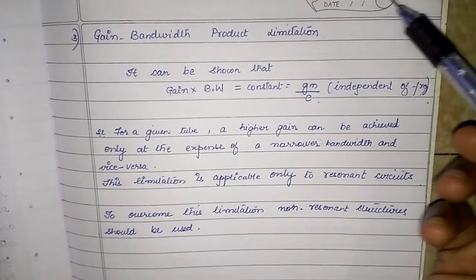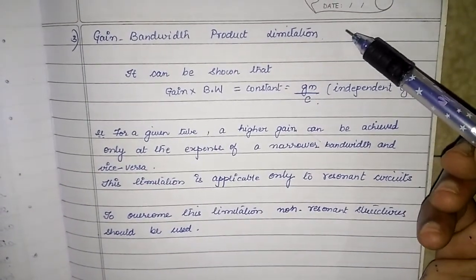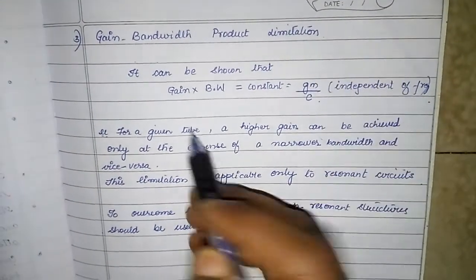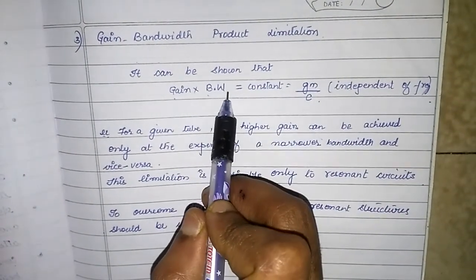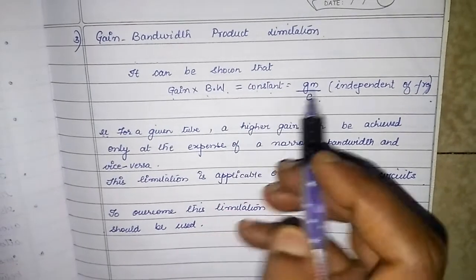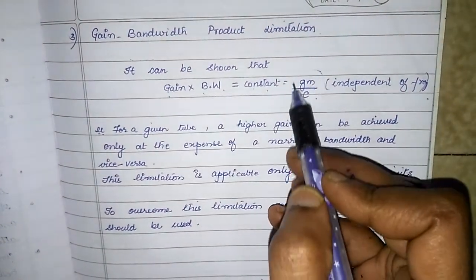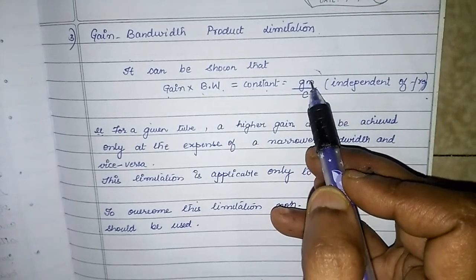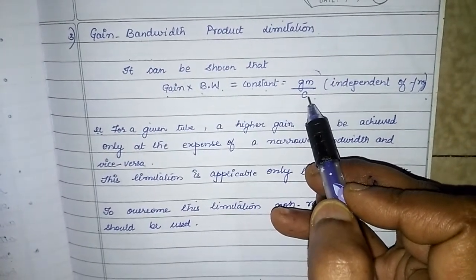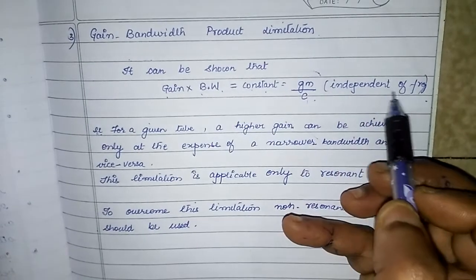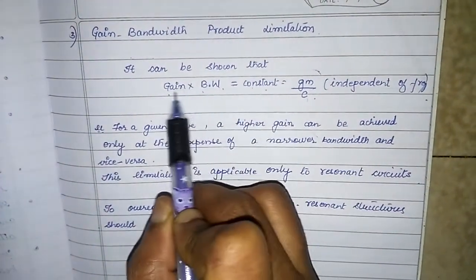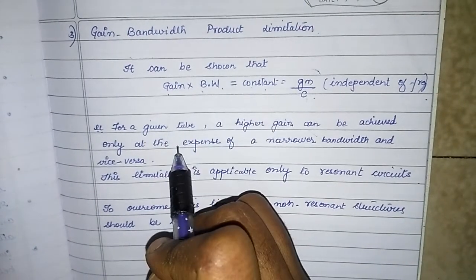So let us discuss the last limitation of vacuum tubes, that is the gain bandwidth product limitation. See, gain into bandwidth is found to be a constant. If you look into the textbook, it zeroes down to something called gm divided by C. gm is also a constant and C is also a constant, so this is independent of frequency. So gain into bandwidth is equal to a constant. Why is this a limitation? Let us try to analyze.